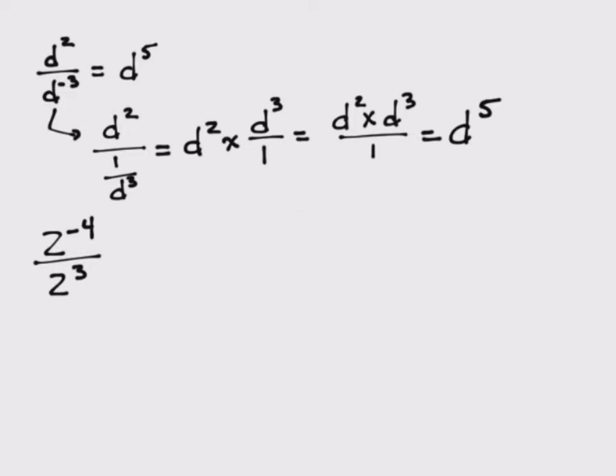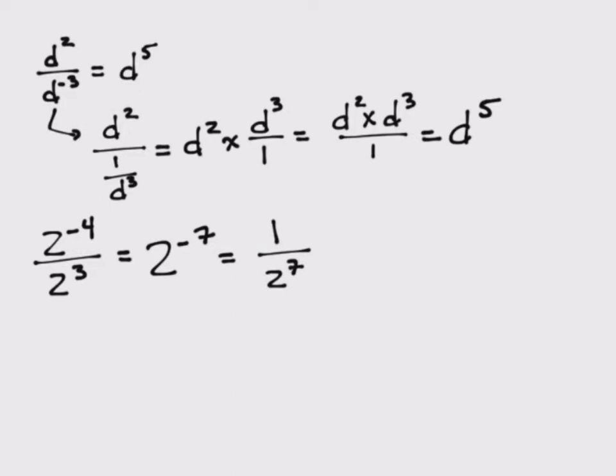All right, of course, there are two ways to go about doing this. You can just subtract the exponents. Negative 4 minus 3 is negative 7, so our answer is 2 to the negative 7, which you'd prefer to write without a negative exponent, so that's 1 over 2 to the 7th.